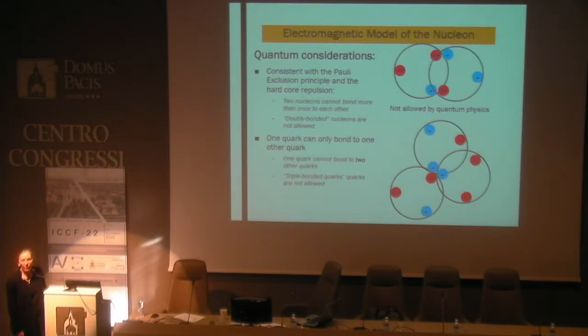I can't overlap them. Because of that, I cannot have 2 nucleons bonded twice to each other. As you can see here, a situation like this is not allowed. I call that a doubly bonded nucleon. That is not allowed. Similarly, a quark cannot bond more than once. It cannot bond to 2 other quarks. So here, this is not allowed.